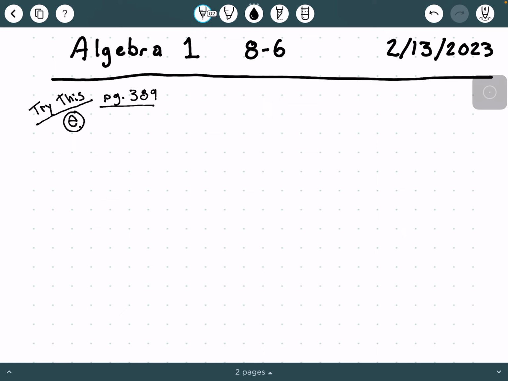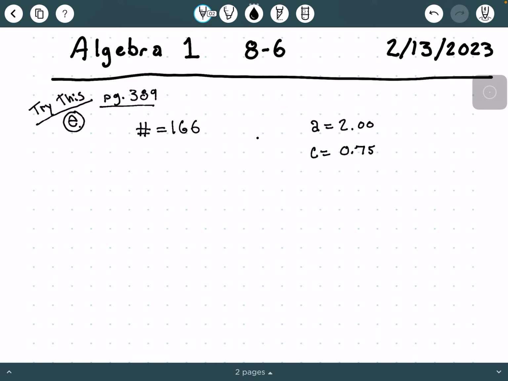So we're looking at Try This, which is on page 389, part E, and it says translate to a system of equations and solve. It says there were 166 paid admissions to a game, so the total number of admissions equals 166. And then the price was $2 for adults, so let's just call it A, adults, equals $2. And then the admission price for children was 75 cents, so let's just say C equals 0.75.